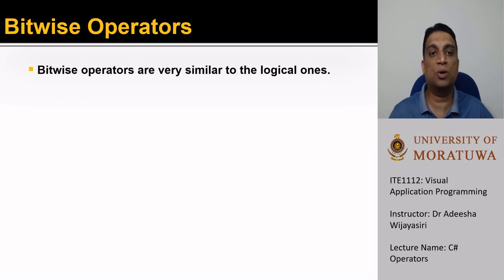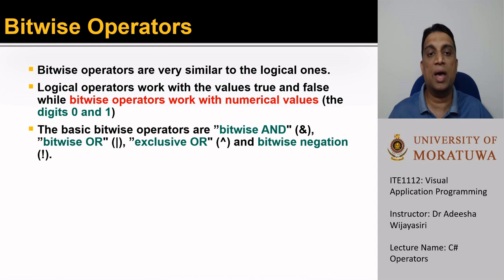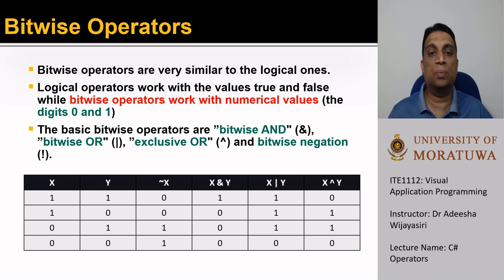Next, we have bitwise operators. Bitwise operators work very similar to logical operators. Logical operators work with Boolean values and bitwise operators work with numerical values. We have bitwise AND denoted by the ampersand symbol, bitwise OR denoted by the vertical bar, exclusive OR denoted by the caret symbol, and bitwise negation denoted by the exclamation mark as bitwise operators. The result of each of these operators is shown in this table.